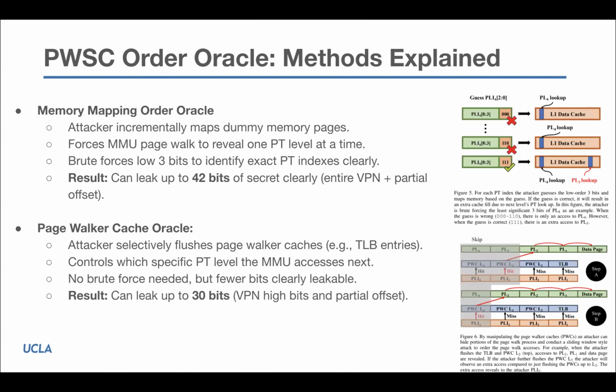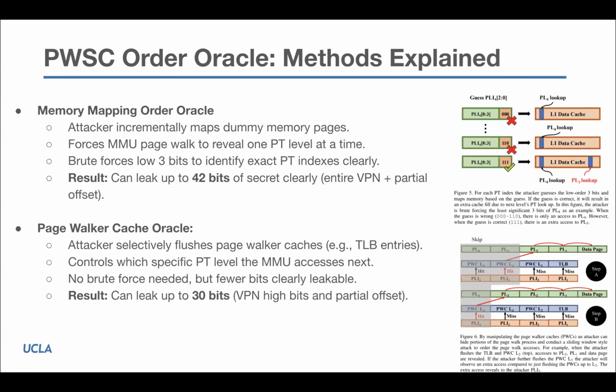First is the memory mapping order oracle. Here, the attacker sets up the dummy memory in a way that the page walk only goes down one level at a time. So each step reveals one page table level. On top of that, they brute force the lower 3 bits of the index to see the exact match, kind of like narrowing down a lock combination. And this approach is pretty useful. It lets an attacker leak up to about 42 bits of the secrets.